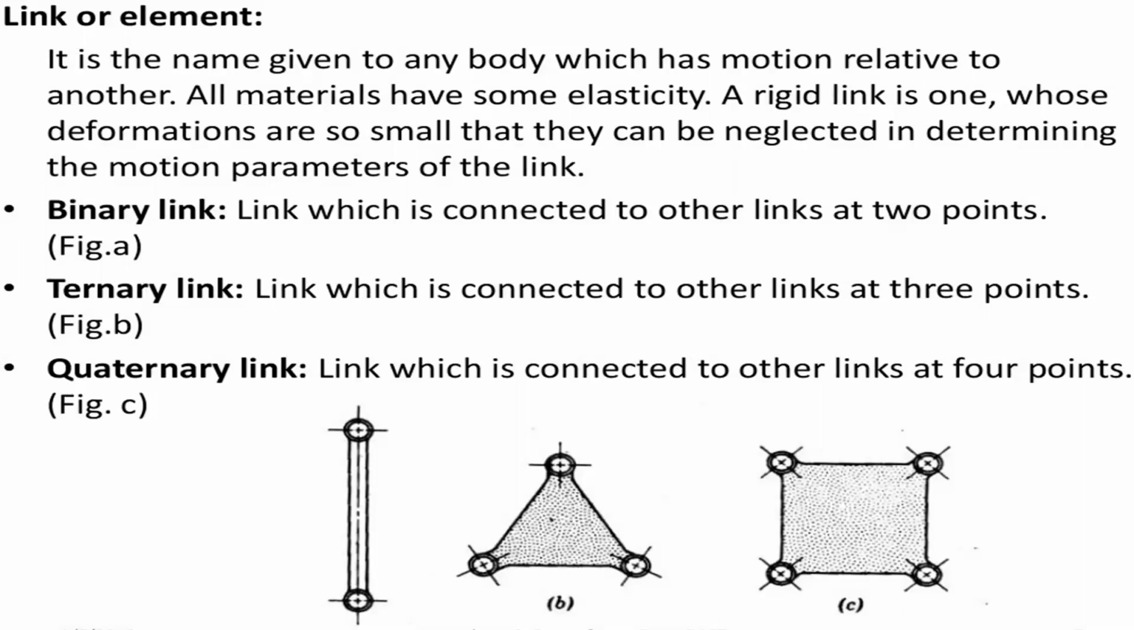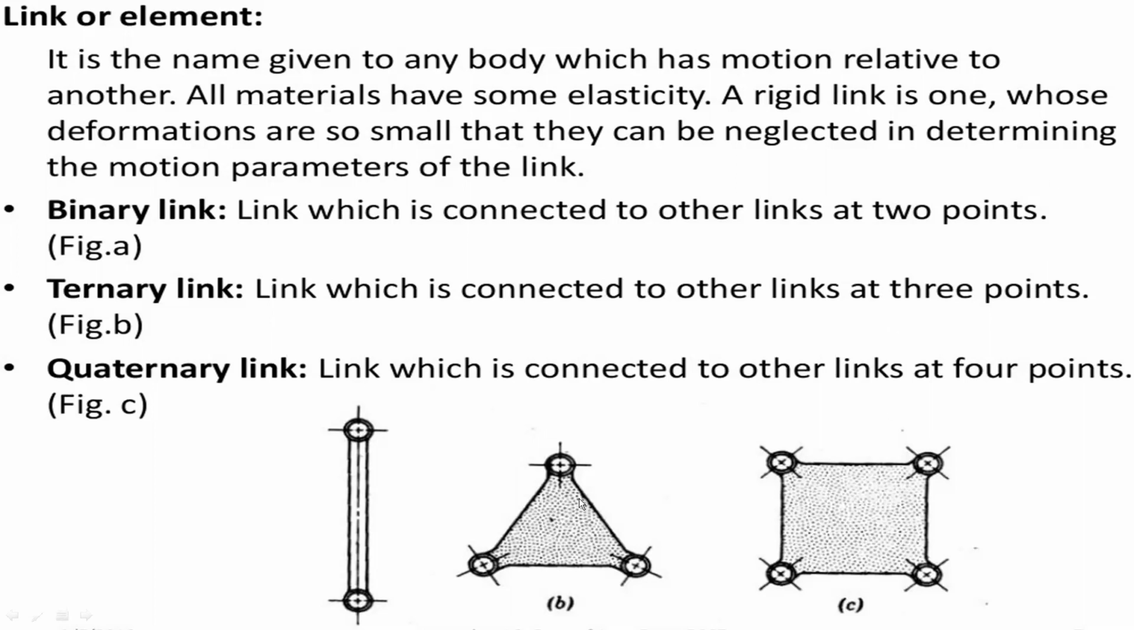Coming to the types of links, there are three types: binary link, ternary link and quaternary link. The first one is the binary link. A binary link is a link which is connected to the other links at only 2 points. You can see in the picture that the first one is the binary link, which has two endpoints here.